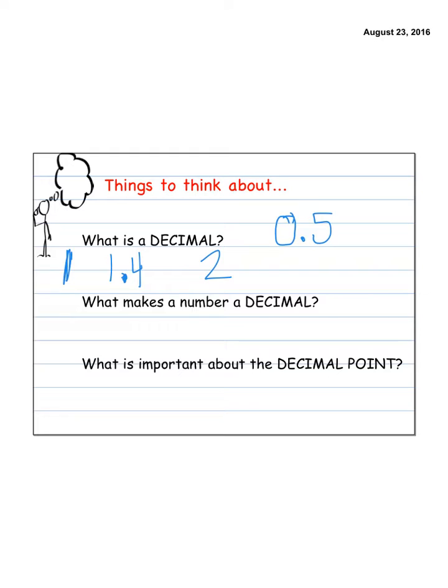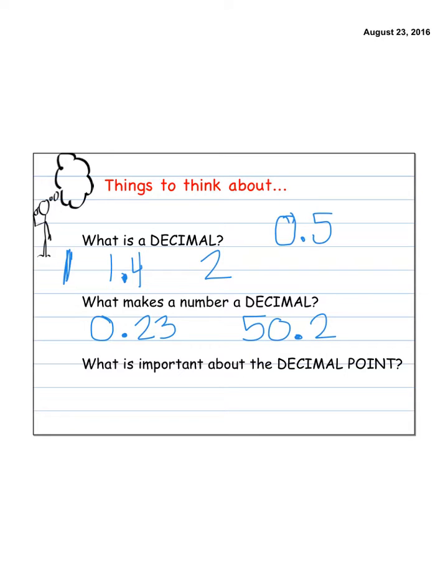What makes a number a decimal? So you could have 0 whole numbers and 23 hundredths. You could have 50 whole numbers and 2/10. So to make it a decimal, it means you have a certain amount of whole numbers or none, with part of another. What is important about the decimal point?